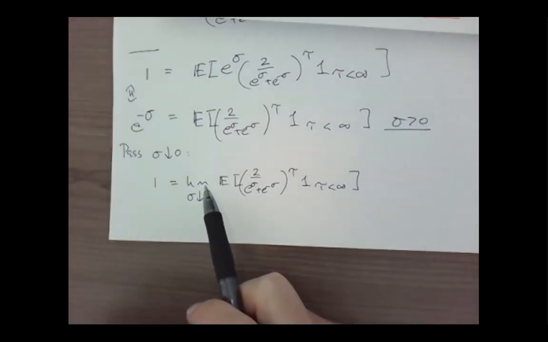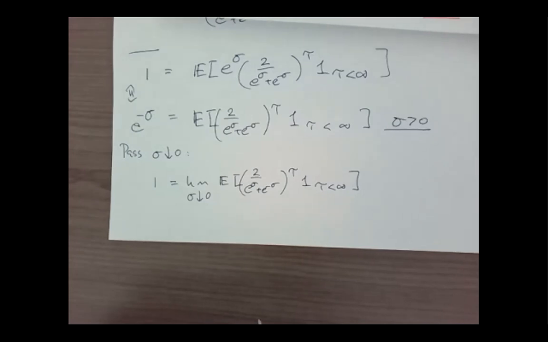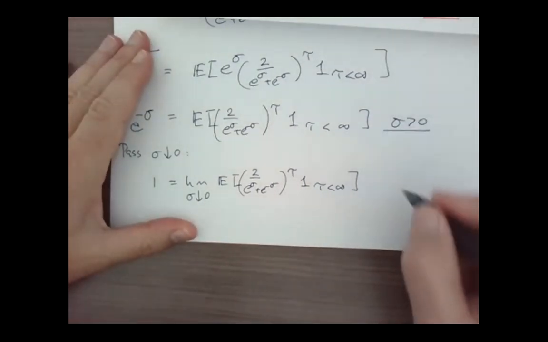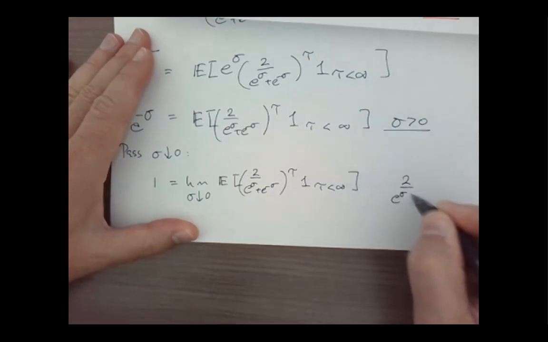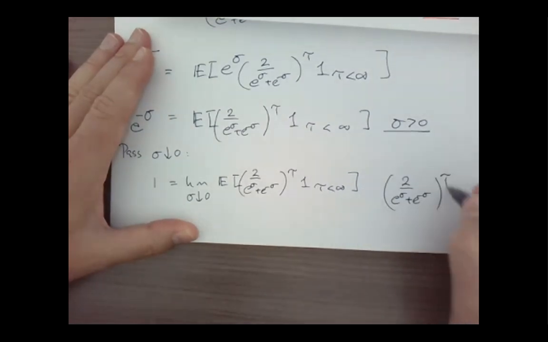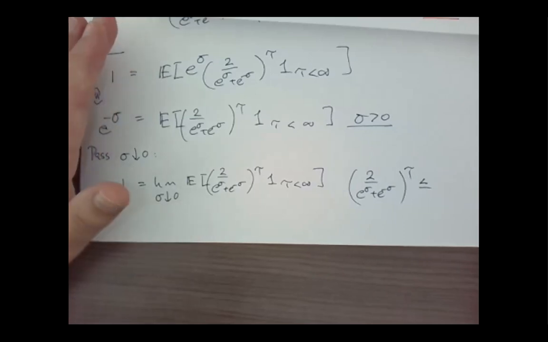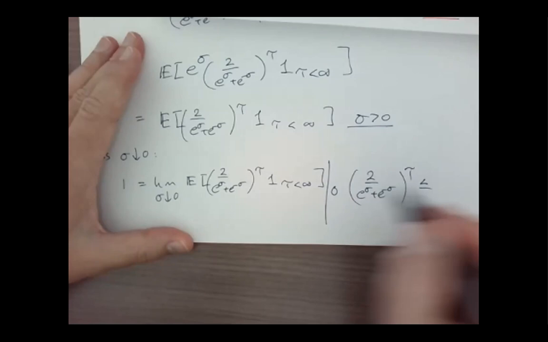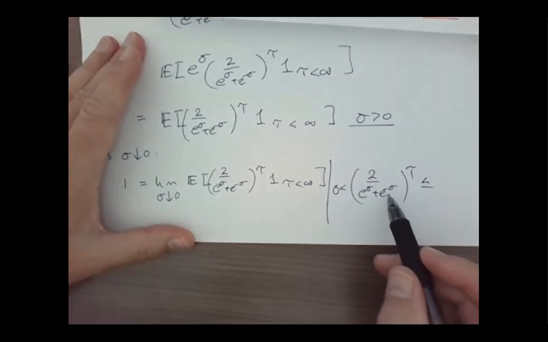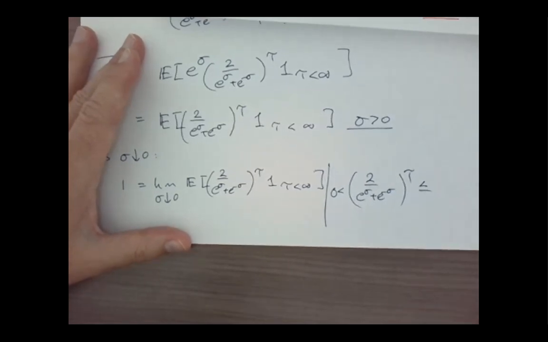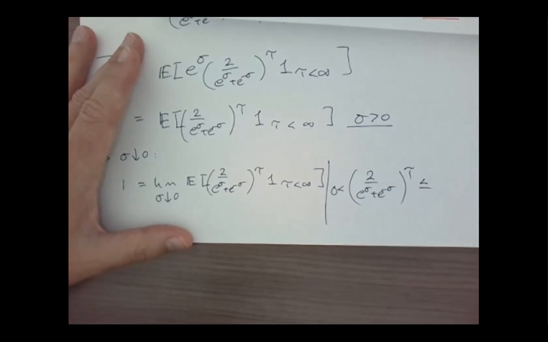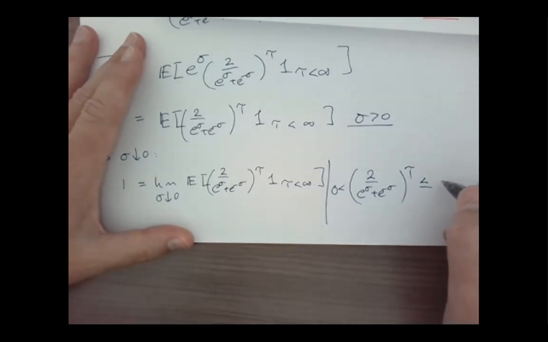And now what do I really want to do? I have a limit outside. I really want to bring this limit inside. Do we have any bounds that we can use? I'm going to need an upper and a lower bound on 2 divided by e^sigma plus e^(-sigma), to the power tau. Is there a good upper bound for this one? It's positive. How bad can this get? One is the upper bound. Very nice, Roger. So I can use dominated convergence again.